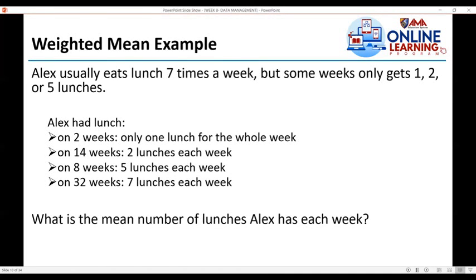Example, Alex usually eats lunch 7 times a week, but some weeks only gets 1, 2, or 5 lunches. Alex had lunch on 2 weeks, only 1 lunch for the whole week. On 14 weeks, 2 lunches each week. On 8 weeks, 5 lunches each week. On 32 weeks, 7 lunches each week. What is the mean number of lunches Alex has each week?